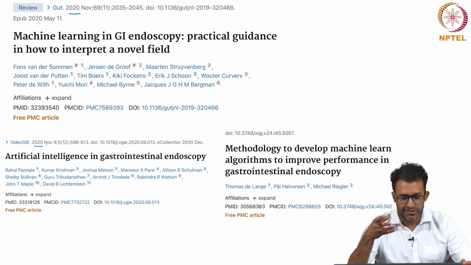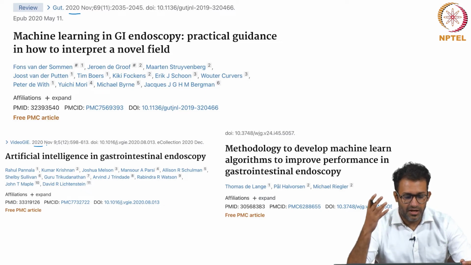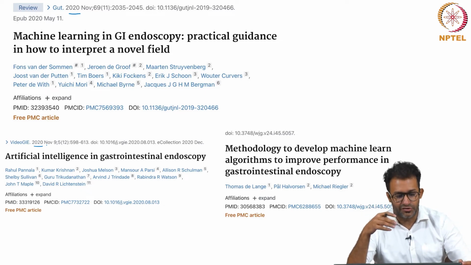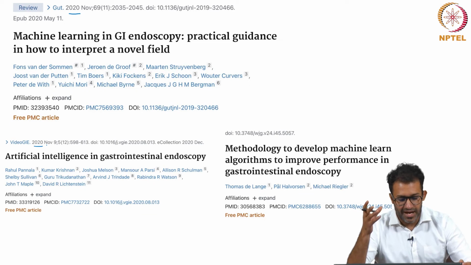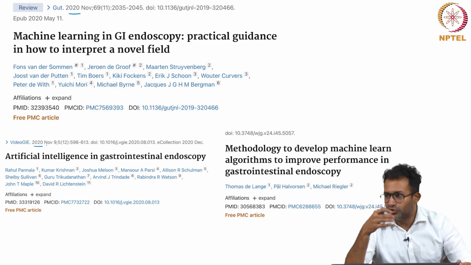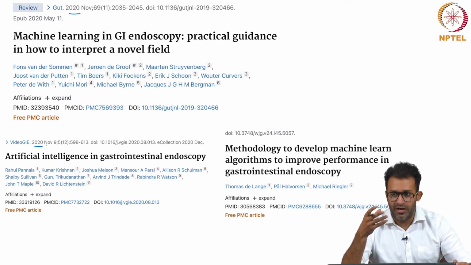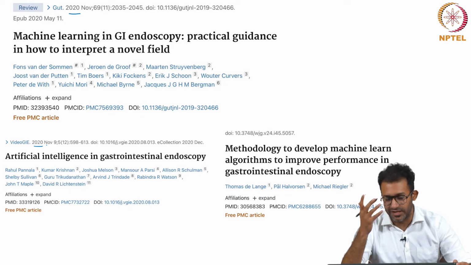These are all clinical journals, not technical journals, which talk about machine learning in GI endoscopy. GI is gastrointestinal endoscopy, and how endoscopists are using machine learning and deep learning to understand these concepts.